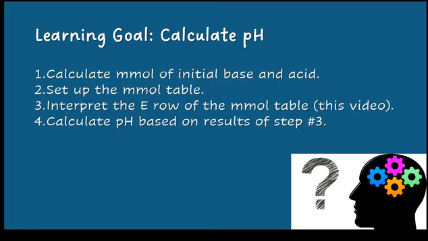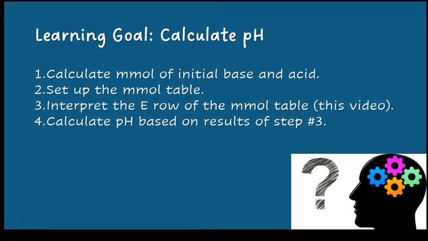There are 4 general steps we need to follow in order to ultimately calculate the pH. Calculate the millimoles of base and acid, and use that information to set up the millimole table. Interpret the E row of the millimole table to figure out where the reaction is on the titration curve, then calculate pH based on the results of step 3. The calculations and setup of the millimole table are covered elsewhere.